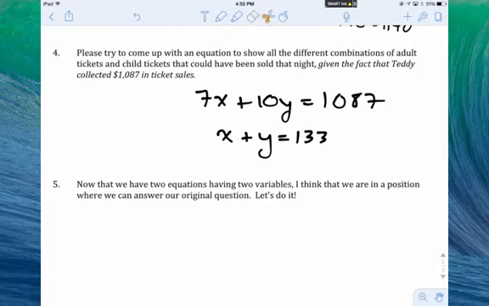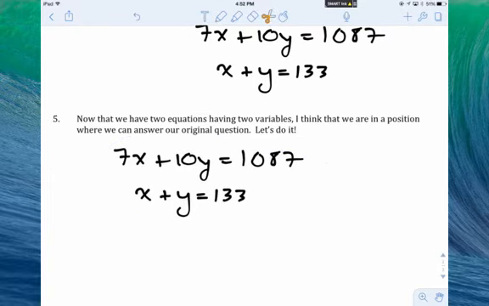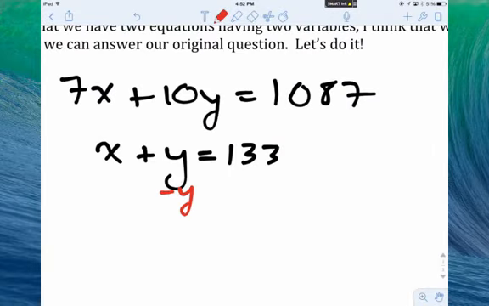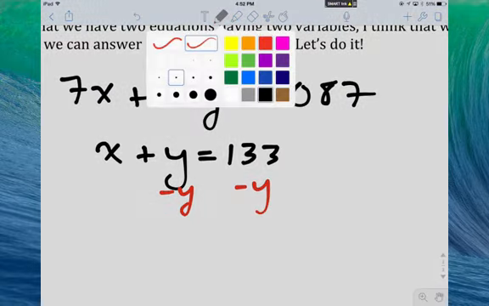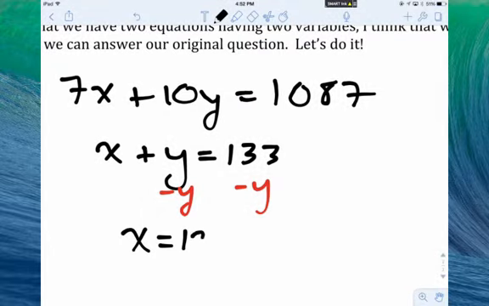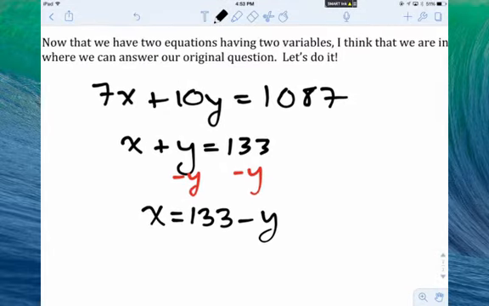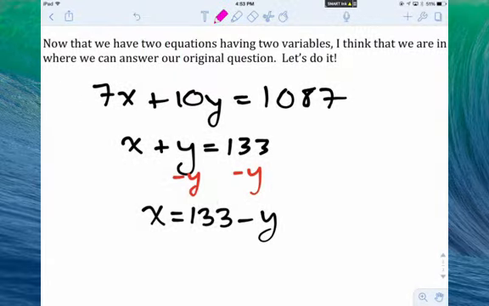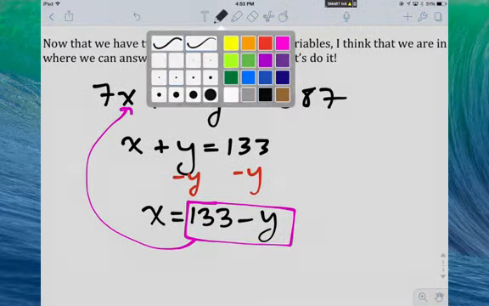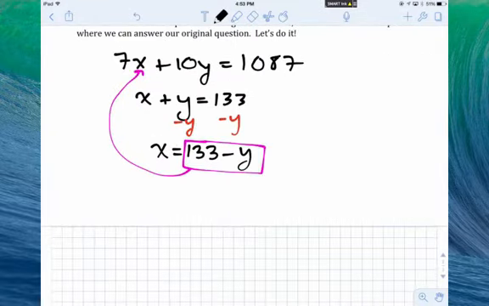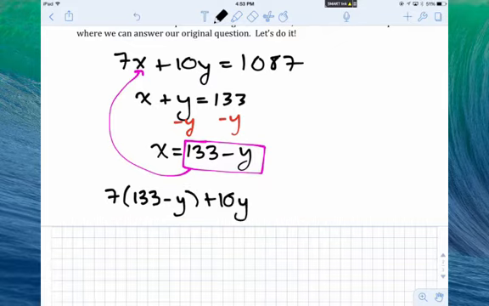So what I would do, and I'm just going to copy these again, is take this second equation and solve it for X or for Y, whichever one is easier. I'm just going to subtract Y and solve for X equals 133 minus Y. And now I'm going to take that expression and substitute it into this first equation for X, yielding 7 times the quantity 133 minus Y plus 10Y equals 1,087.